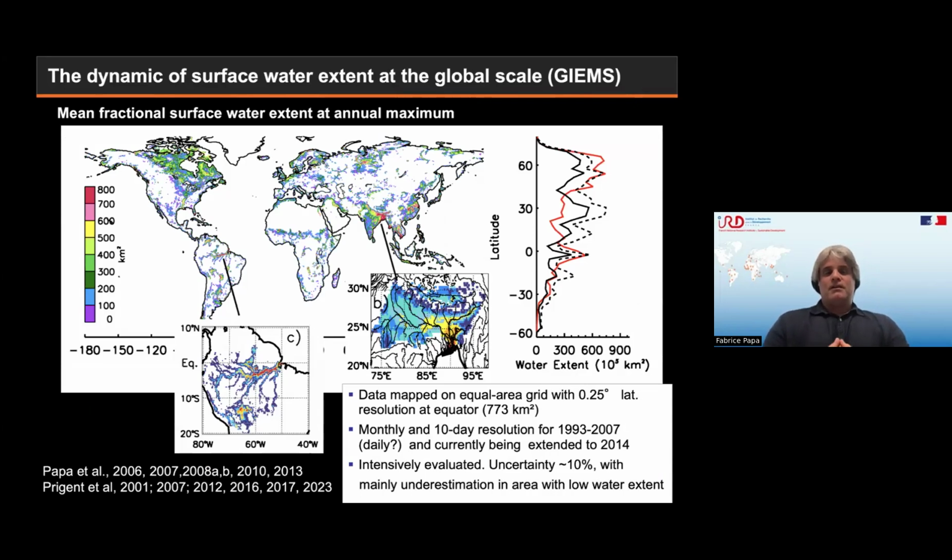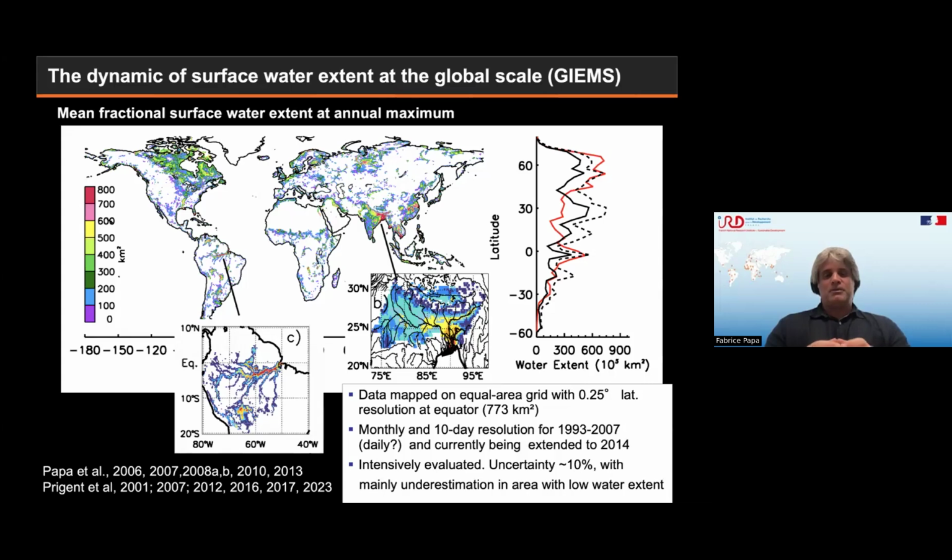So this is an illustration of the GIMS product at the global scale. Here is the mean fractional surface water extent at the annual maximum. So for every year, we extract the maximum for each cell. And the observations are mapped on an equal area grid of about 25 kilometers by 25 kilometers. So it's very crude resolution. That is also the trade-off: if you want to have long-term global, up to recently, you have to most of the time use this kind of sensor, which has very crude resolution. It is now available from 1992 on a monthly basis to 2024.